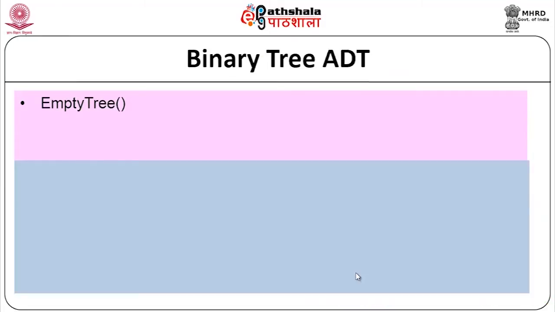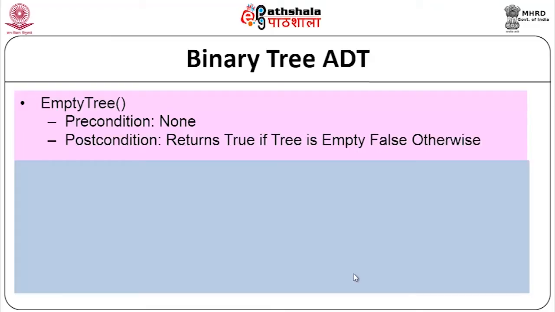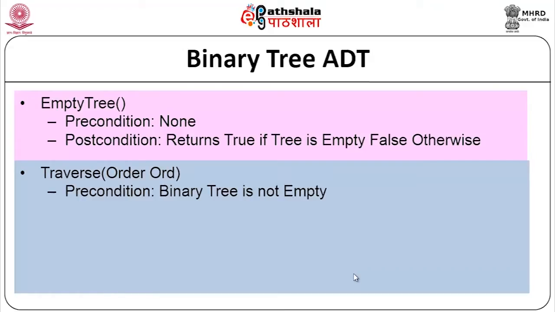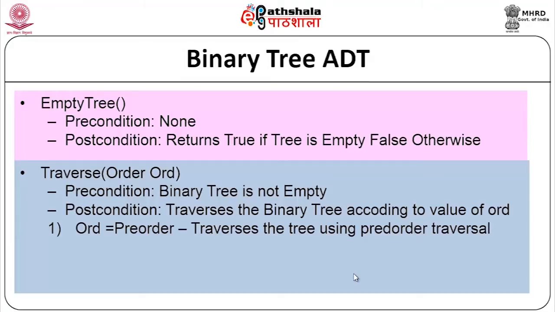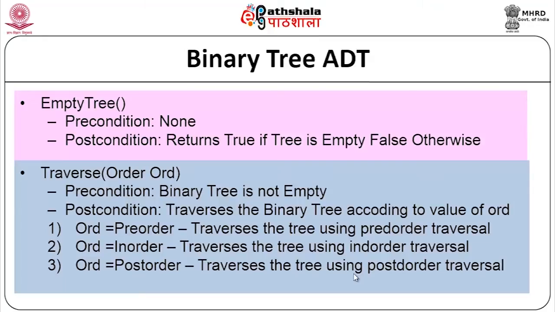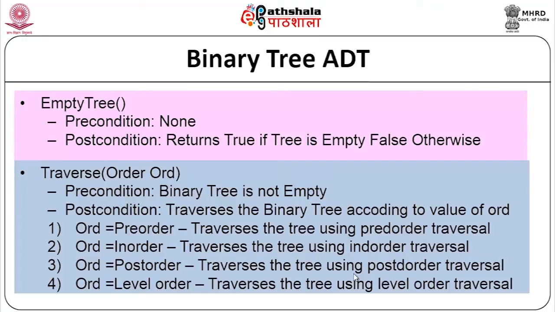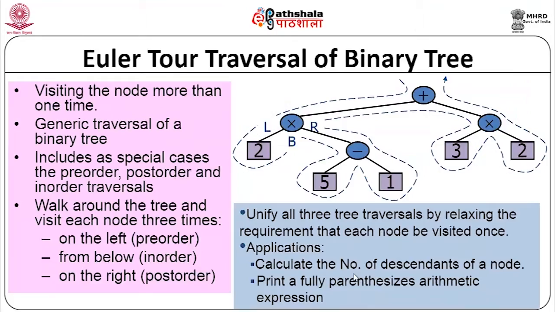So, that is the binary tree ADT. I have an empty tree, the precondition is no precondition, post condition is returns true if the tree is empty, false otherwise. Traversal, I can give the order and the ordinal. So, precondition binary tree should not be empty, post condition is traverses the binary tree according to the value of the ORD. ORD is the order you want, it could be pre-order, it could be in order, it could be post order, it could be level by level also. So, order pre-order it traverses the tree using pre-order, in order it traverses the tree using in order, post order it traverses the tree using post order, or level order it traverses the tree in level order. So, that can be an ADT that you define where traversal is very important.